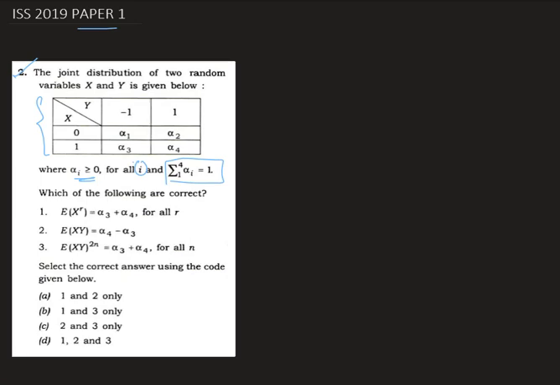Now, which of the following are correct? Whether expectation of x to the power r is equal to alpha 3 plus alpha 4, or expectation of xy is alpha 4 minus alpha 3, or expectation of xy to the power 2n is alpha 3 plus alpha 4 for all n. So we need to find the correct option among the given four options. So let's try it.